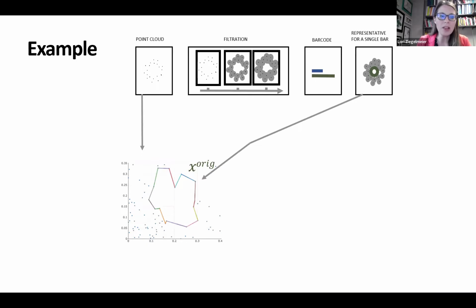Okay, so now we're ready to get on to some minimal cycle representatives. The pipeline is as follows. Imagine you have some point cloud, you consider a filtration on it, we get a barcode, and then we want to dive into the barcode and really understand cycle representatives. So we'll look for a representative for a single bar. Whatever our persistence algorithm spits out will be our original cycle representative, and we'll call that XORG. Sometimes we're going to be optimizing XORG explicitly, and sometimes we're going to be optimizing the area that XORG encloses.